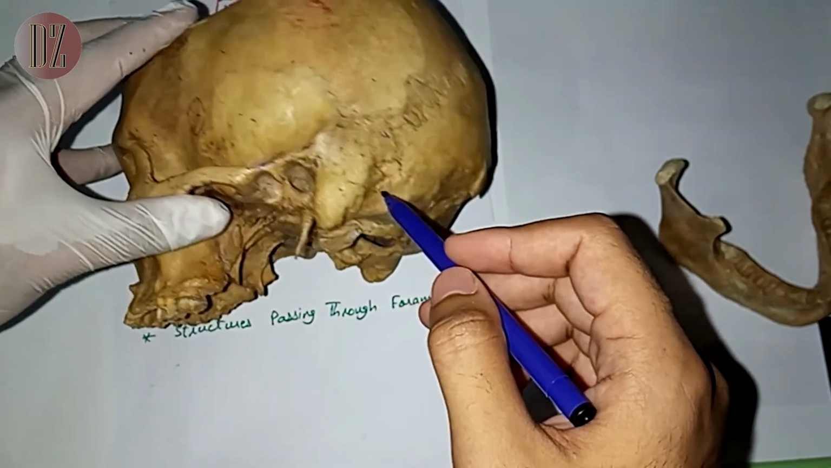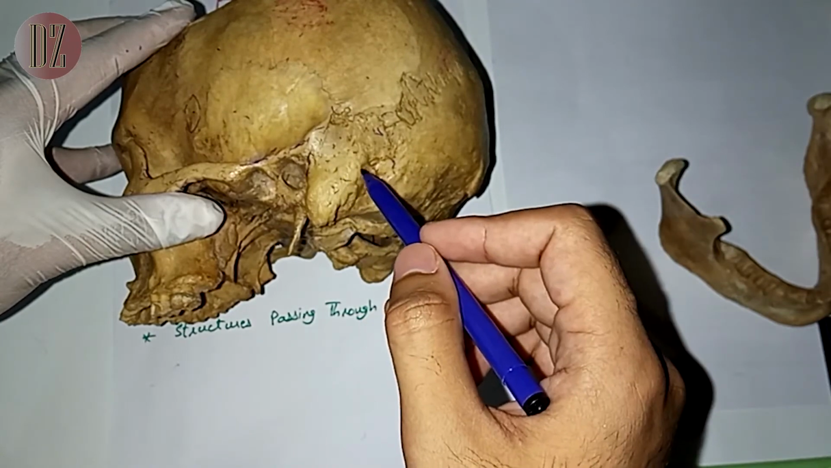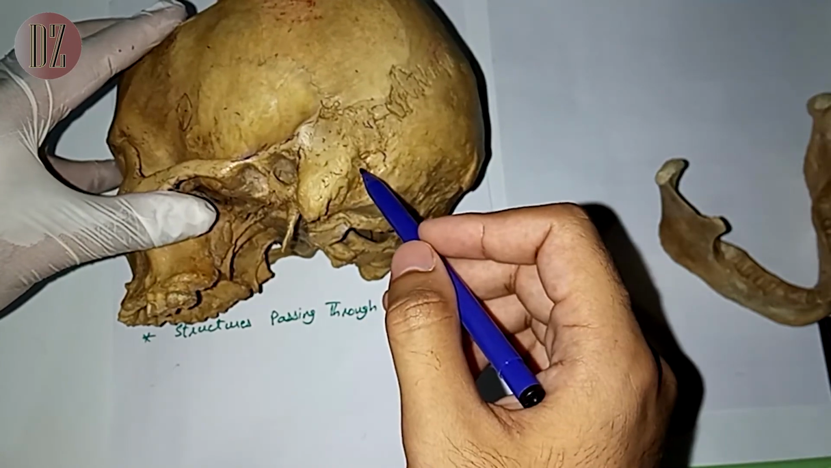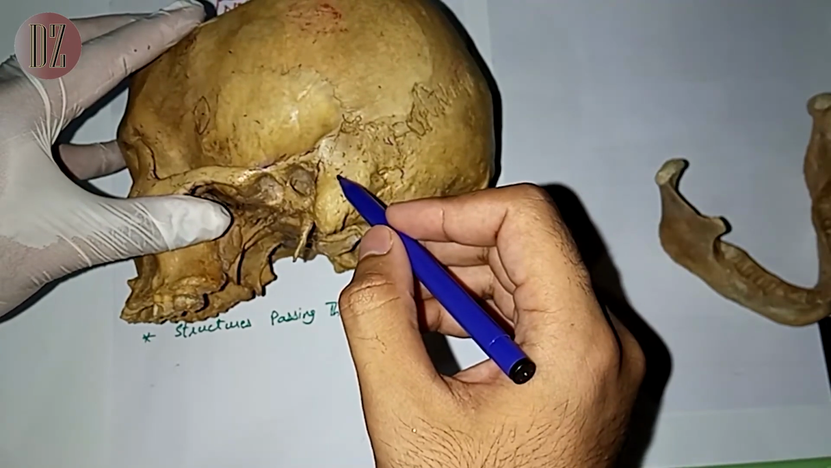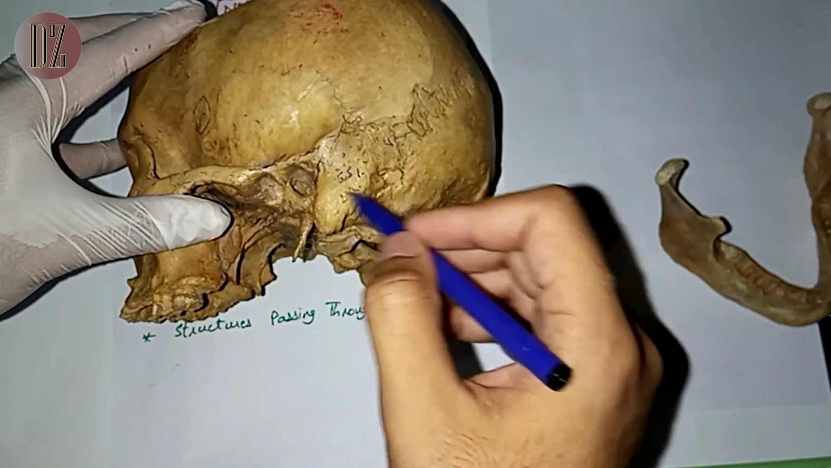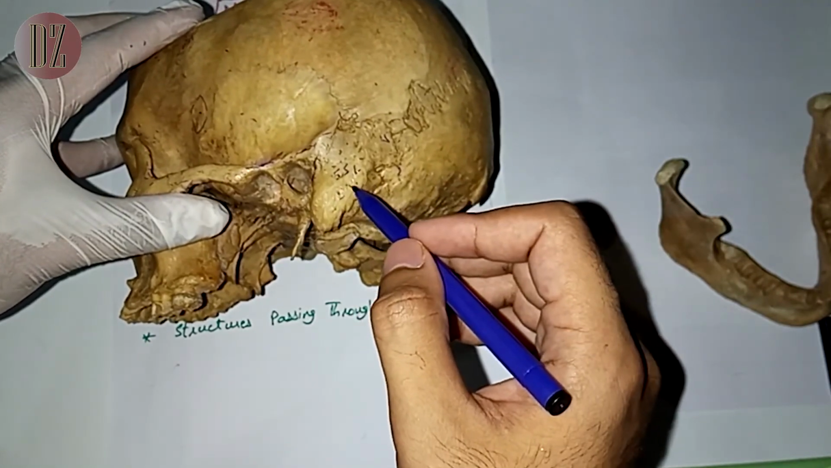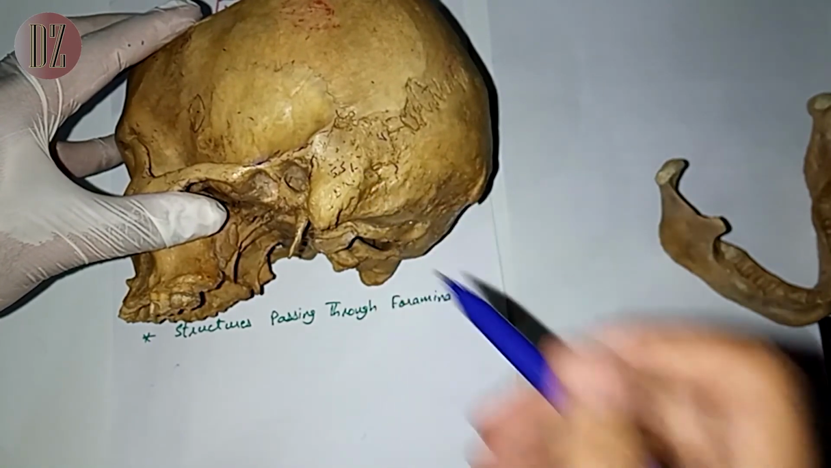On the posterior aspect of the mastoid process, three muscles originate, named as sternocleidomastoid, splenius capitis, and longissimus. We will use SSL to learn. This code will be useful. SSL: sternocleidomastoid, splenius capitis, and longissimus.